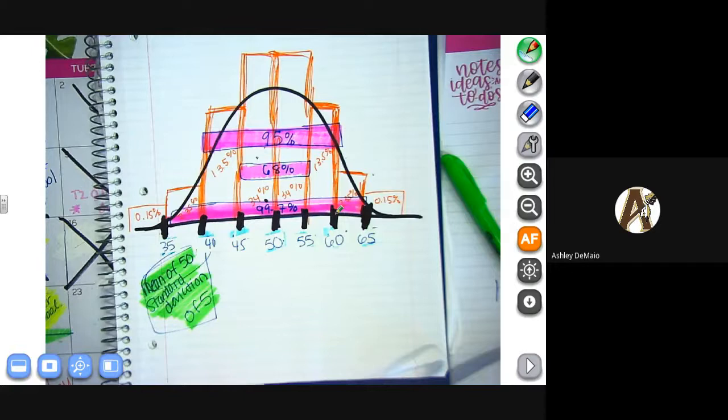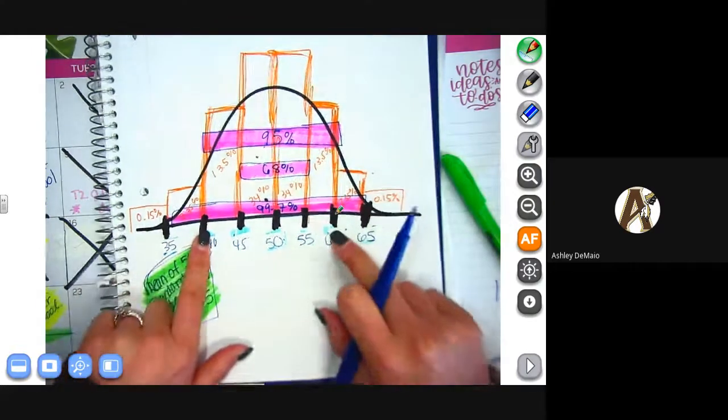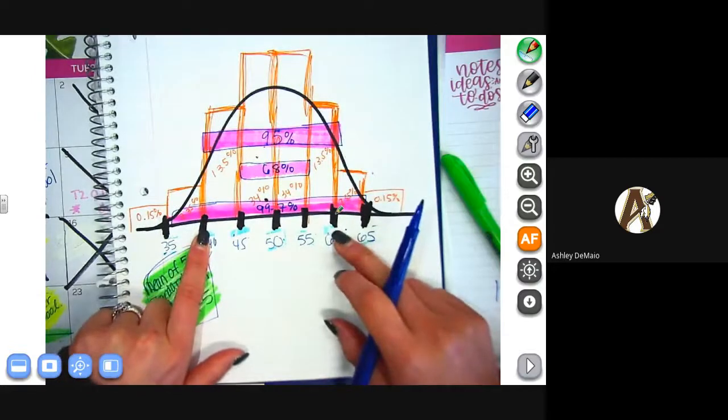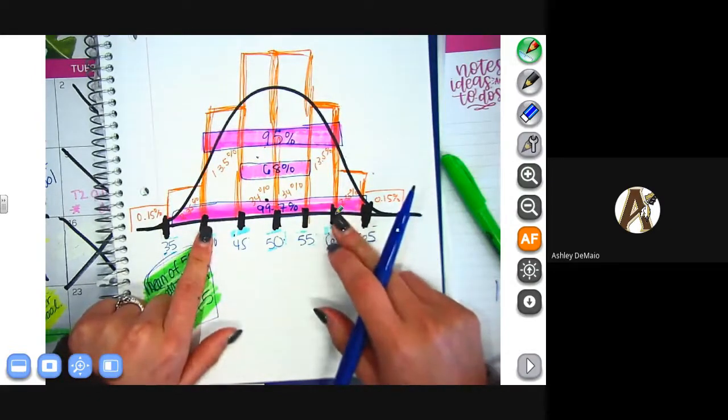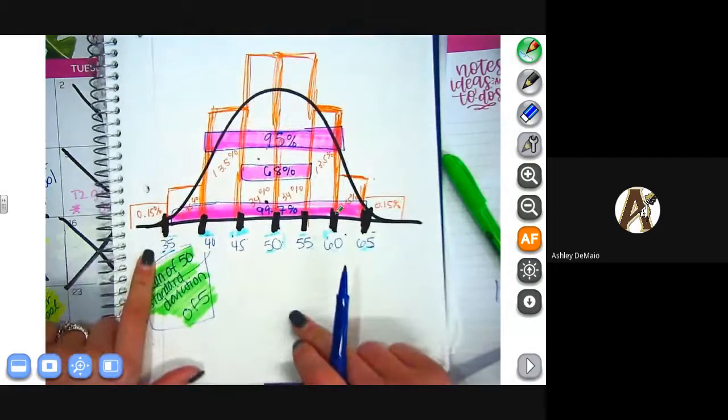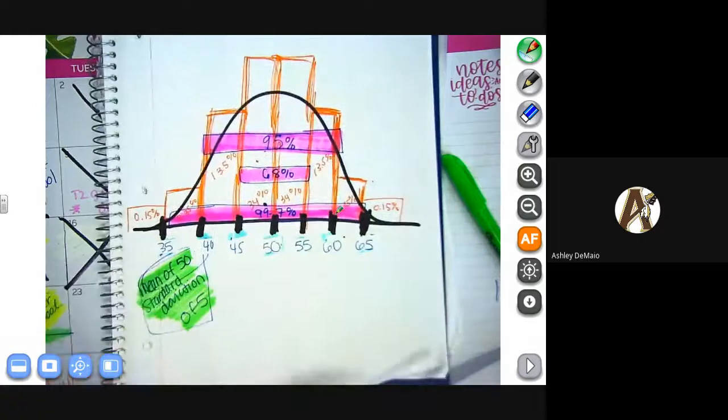So A says all of the data lies between 40 and 60. So let's look at 40 and 60. That can't be true because all of the data does not lie between 40 and 60. Okay, all of the data would lie between 35 and 65. So A is not true.